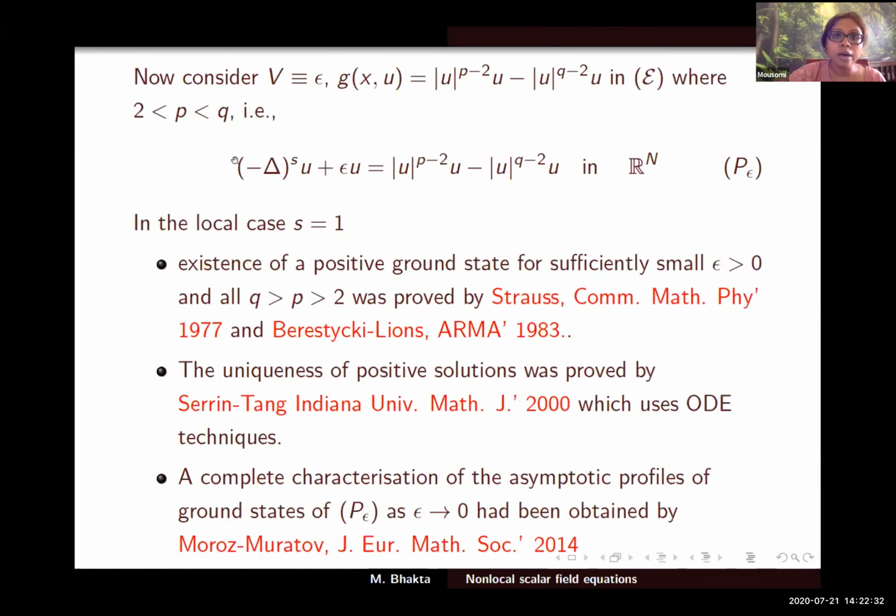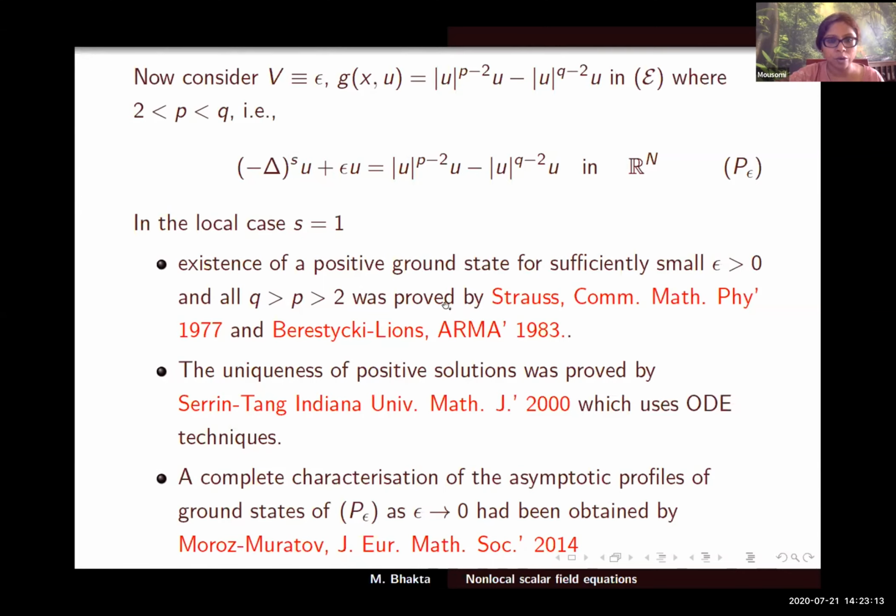So next I considered V equivalent to epsilon. So V(x) is a small epsilon, V is epsilon, and g(x,u) is this nonlinearity, where q is strictly greater than p, which is strictly greater than 2. So here we can include all kinds of p: p could be subcritical, p could be critical, p could be supercritical. And I consider this equation. So this is my P epsilon, and for the next few minutes I will deal with this equation P epsilon.